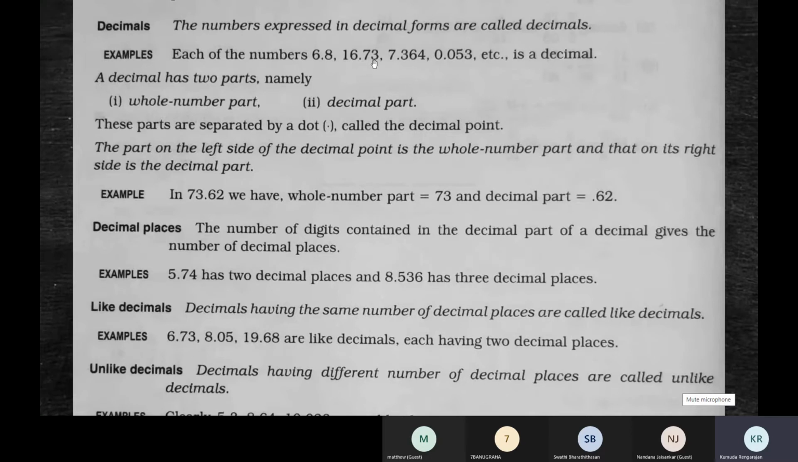16.73, not 73. You should not say 16.73. That's incorrect. 16.73. 7.364. Okay.